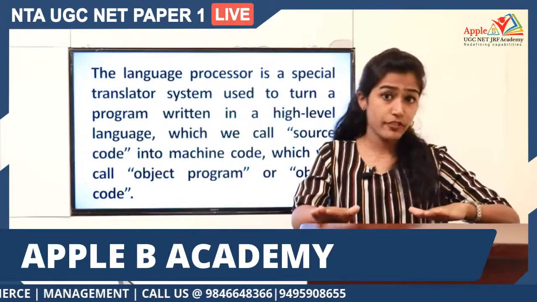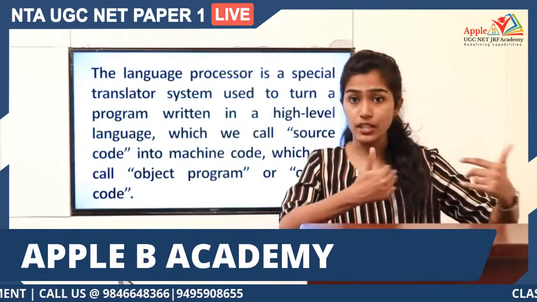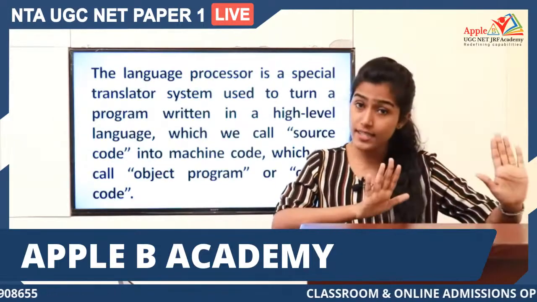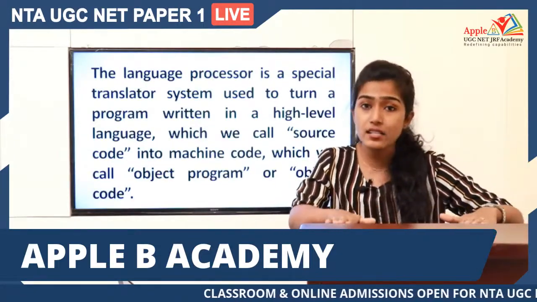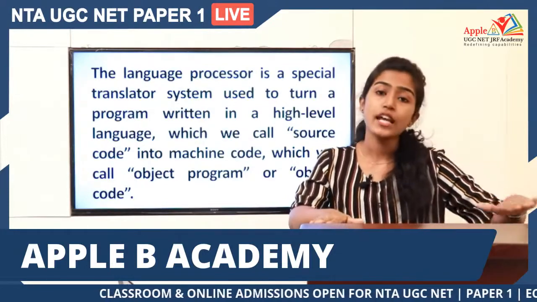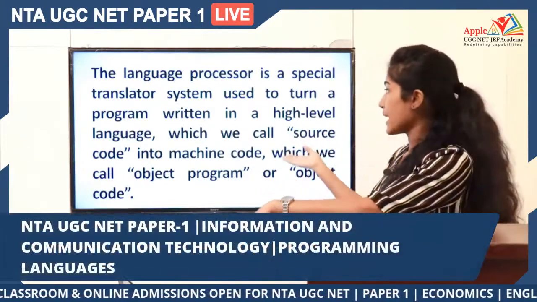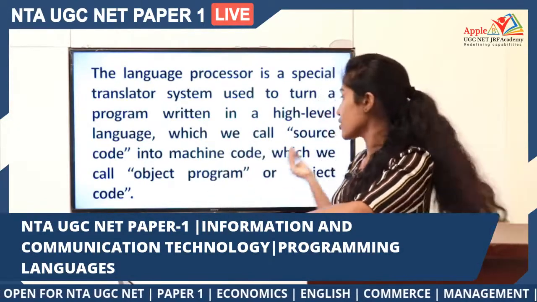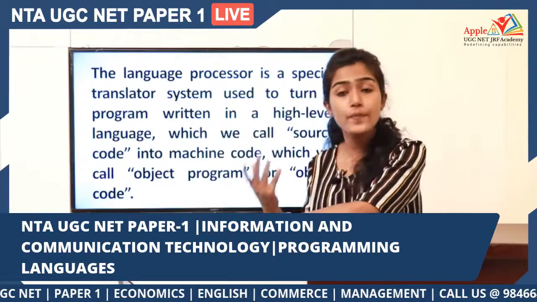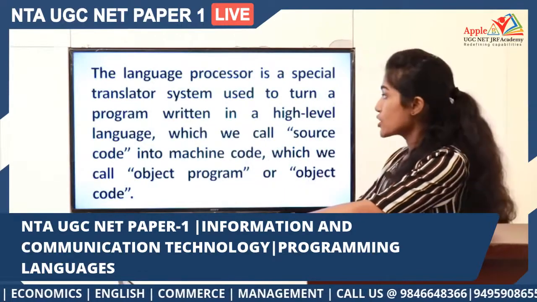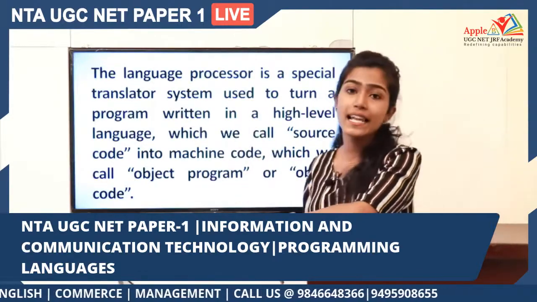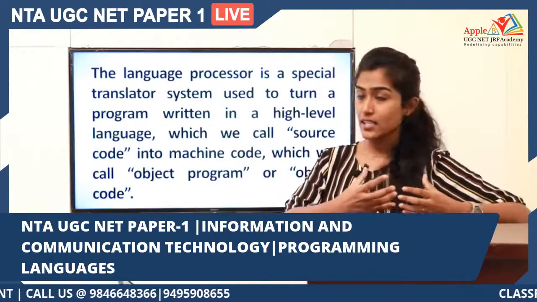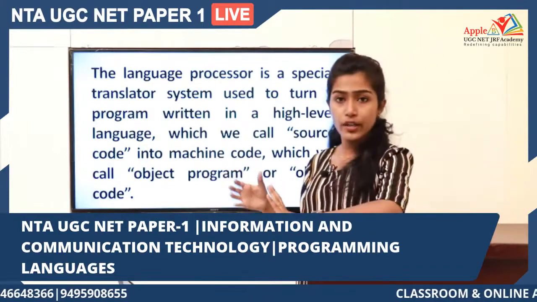That is understandable for humans. That is similar to our language, the English language that we are using. So to make it understandable for the machine, we have to first translate those high-level languages into machine codes. These high-level languages can be called source codes, and that can be translated into machine codes, which can be called object program or object codes. So for that purpose, we are using a language processor. Basically, we are using it as a translating system or translator system. Okay, that is the basic idea.